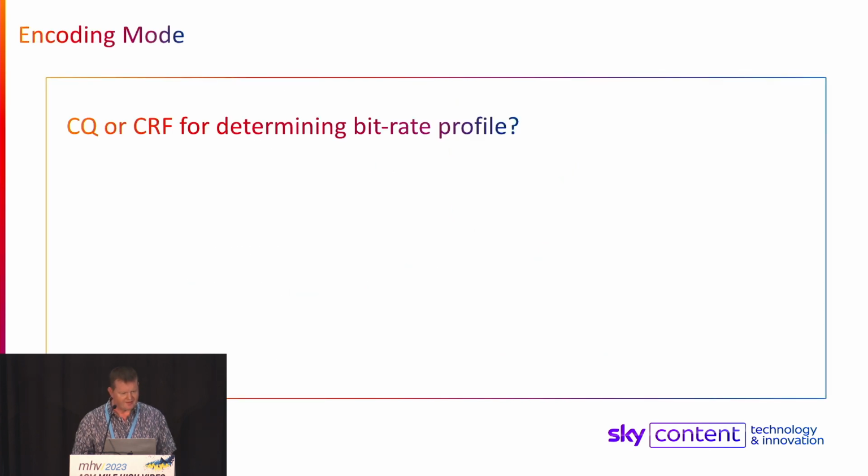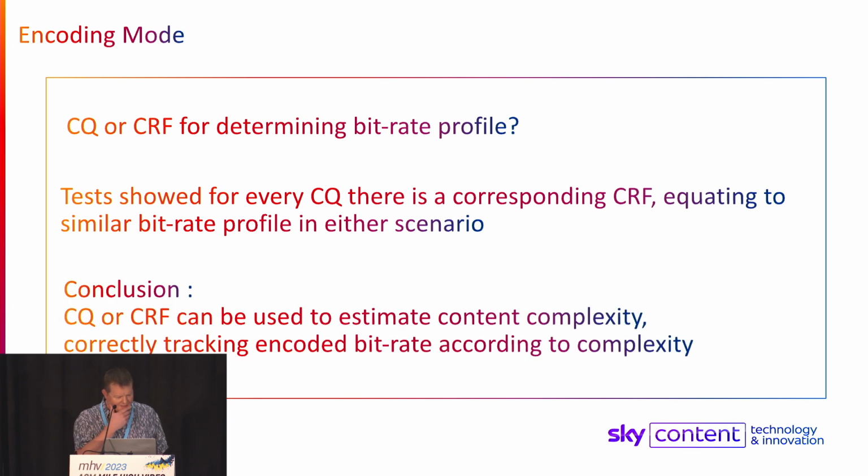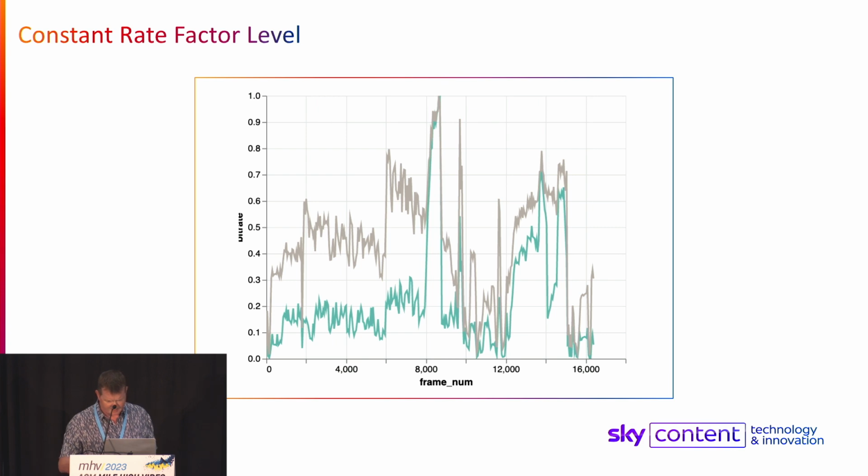If we look at the encoder mode, what about constant content quality or constant rate factor for determining bit rate profile? The tests we've been doing have shown that for every CQ value, there's a corresponding CRF, equating to a similar bit rate profile in either scenario. I'll show some of the graphs later on. It basically concludes that either factor can be used to estimate content complexity and correctly track the encoder bit rate according to that complexity.